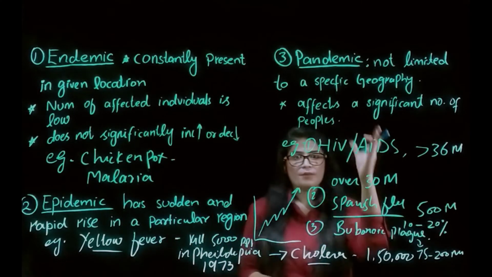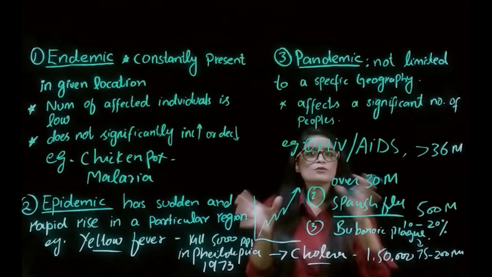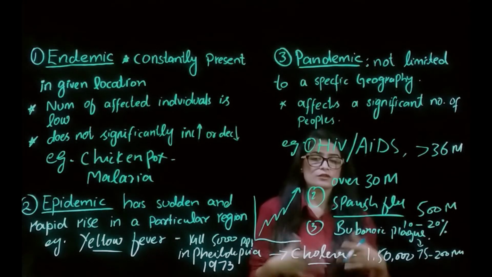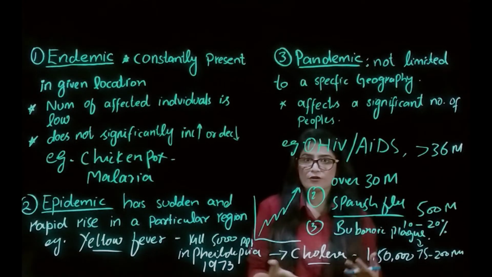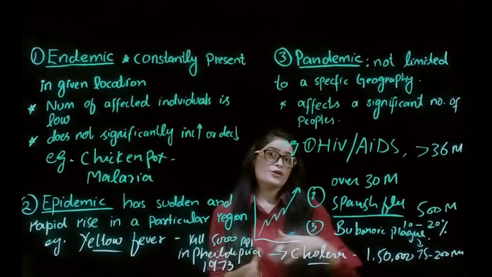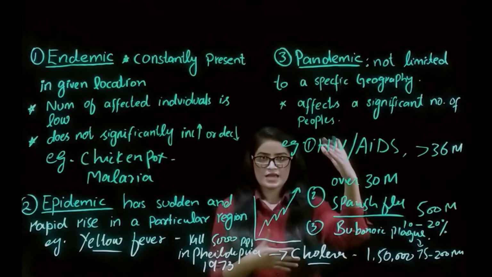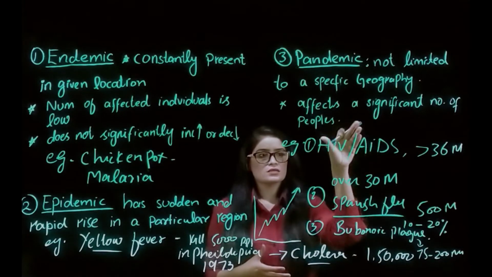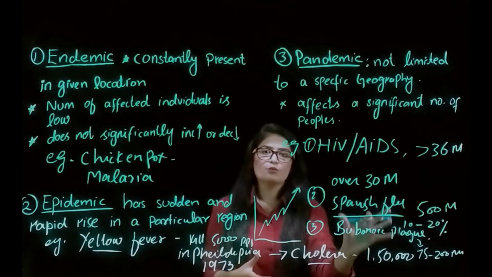And when we talk about pandemic, it is not limited to a specific region, location or geography, and the number of affected individuals is at a very high rate. Examples are the HIV virus, Spanish flu and bubonic plague.